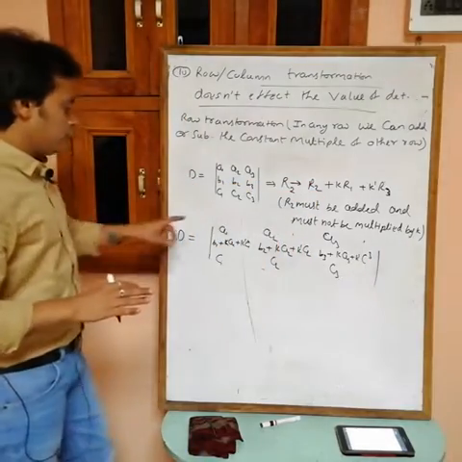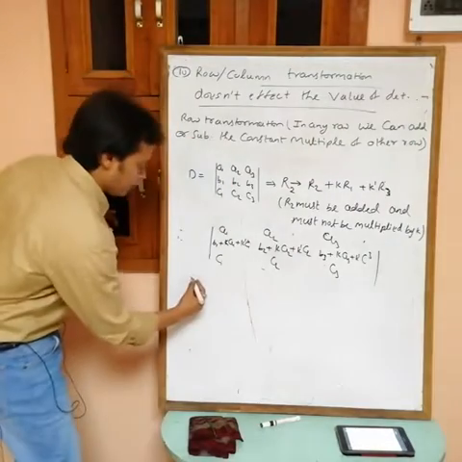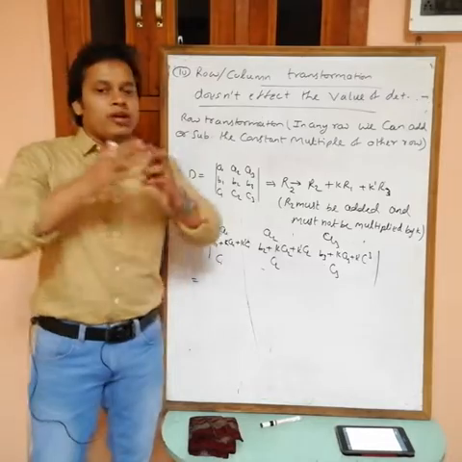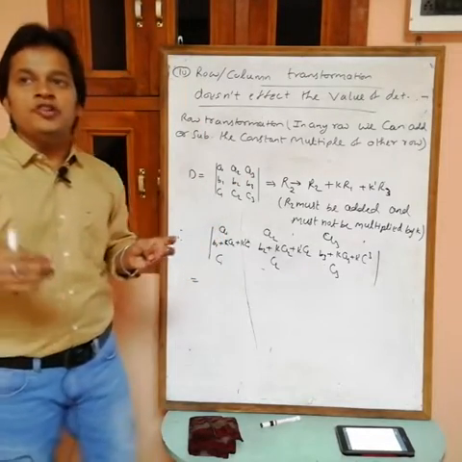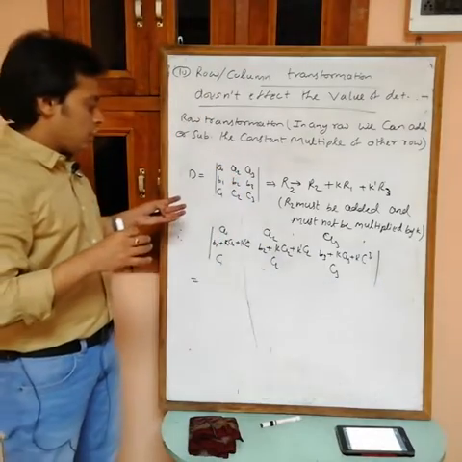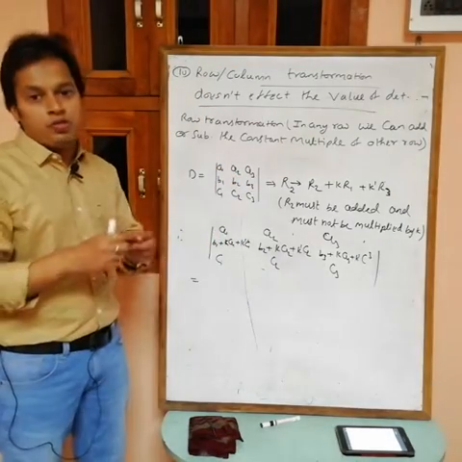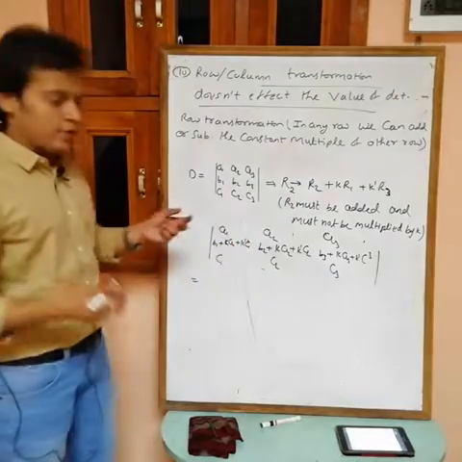Now I have to prove that this value is the same as this one. Okay? See, how can I prove? Can I break this determinant in three parts? Obviously, if all the elements of any row or column are expressed as a sum of two elements, then you can break this one in two parts. Here we have a sum of three elements, so I can break this one in three parts.